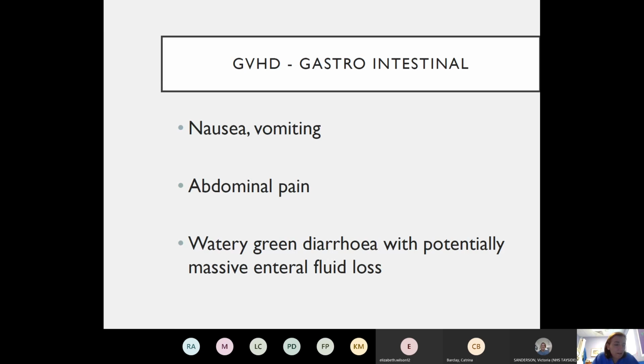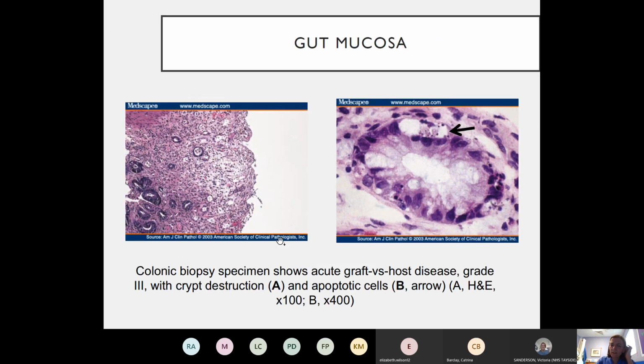GVHD of the gut is in theory easier to diagnose because we can have access to the gut with endoscopic biopsy. The cardinal symptoms of it are nausea, vomiting, anorexia, abdominal pain, watery green diarrhea with potentially massive enteral fluid losses. You can imagine that the differential diagnosis of this post-transplant is going to be neutropenic enterocolitis, viral infection, drug effect. And this is to show you what happens microscopically to the gut.